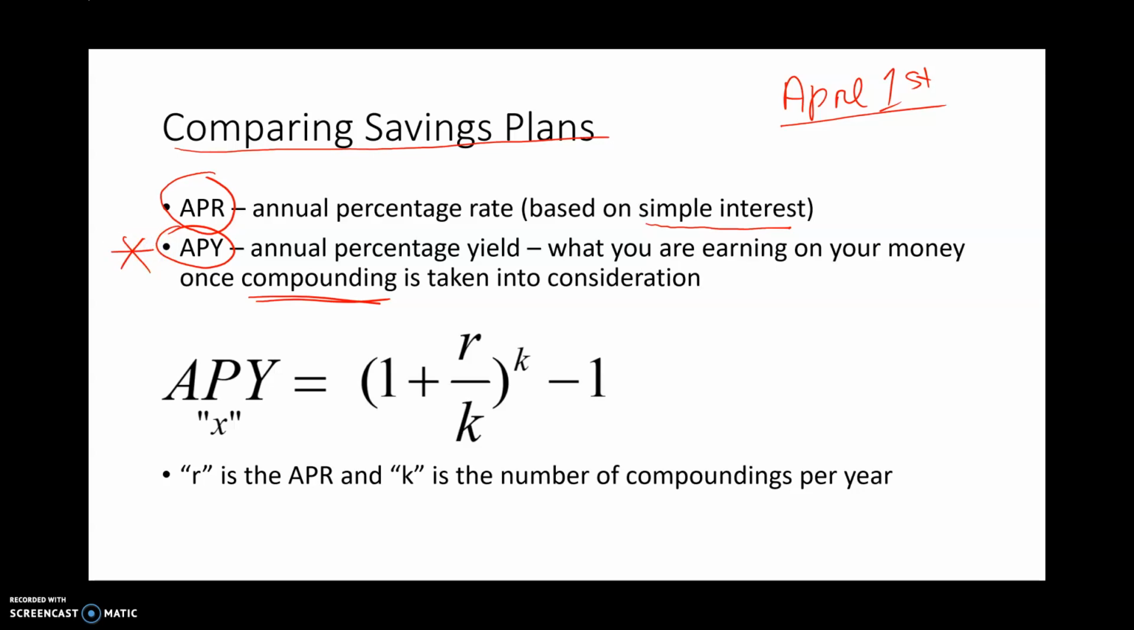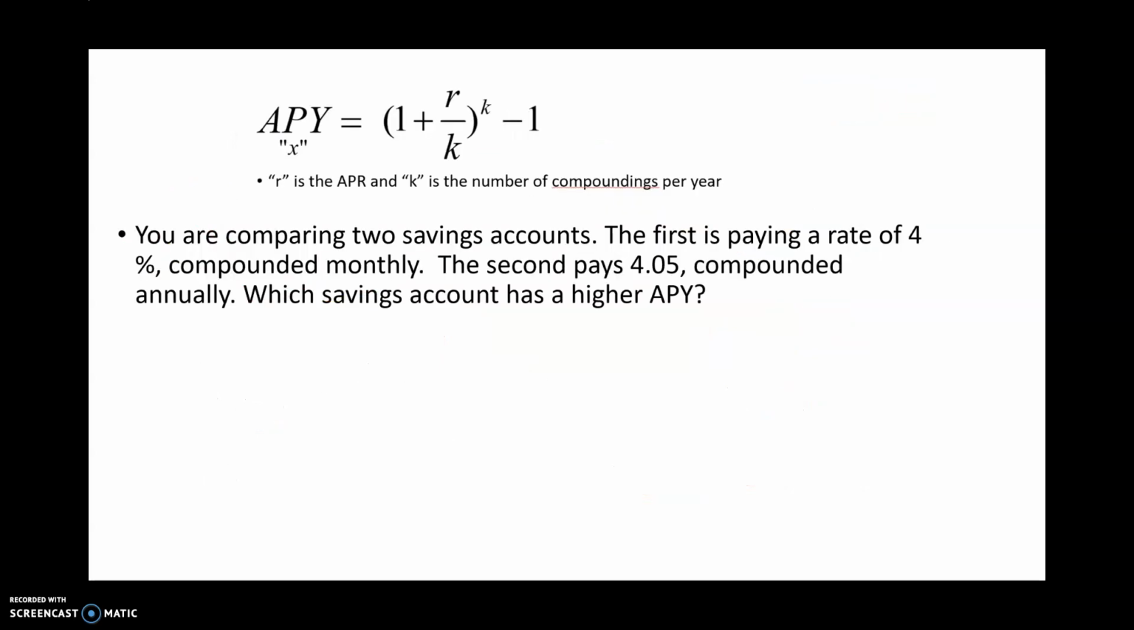So for us to take the APR, where R is the APR, and translate that into what you're actually getting, the annual percentage yield, you're going to take into account the rate, and then K, which we called N, is the number of compoundings per year. Okay, pretty simple to use, but we'll look at it in the next slide.